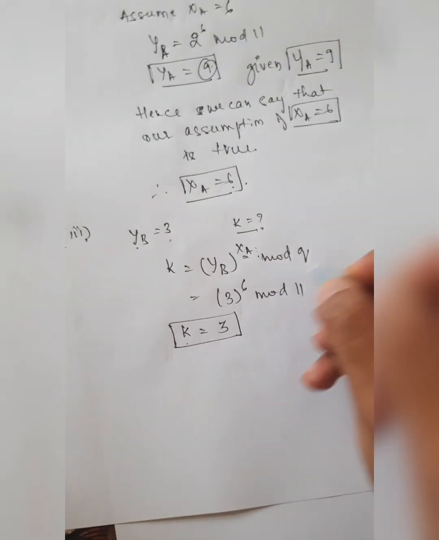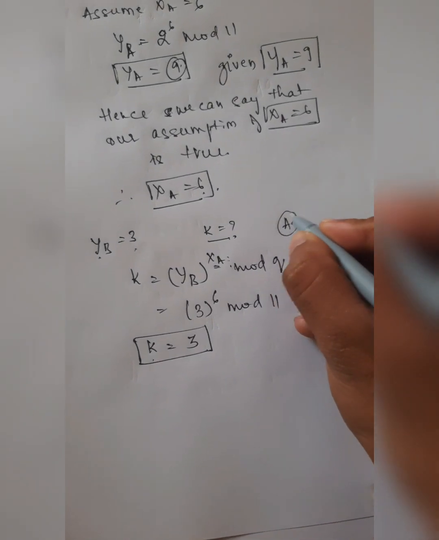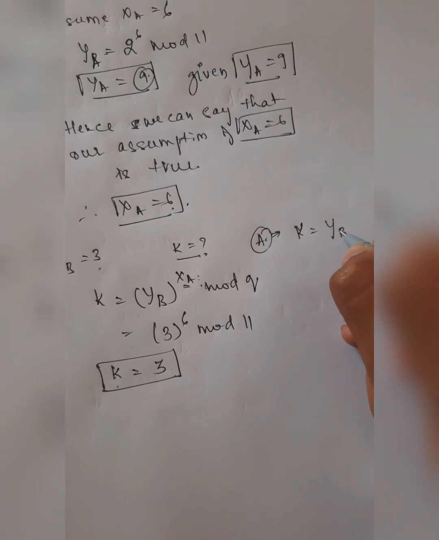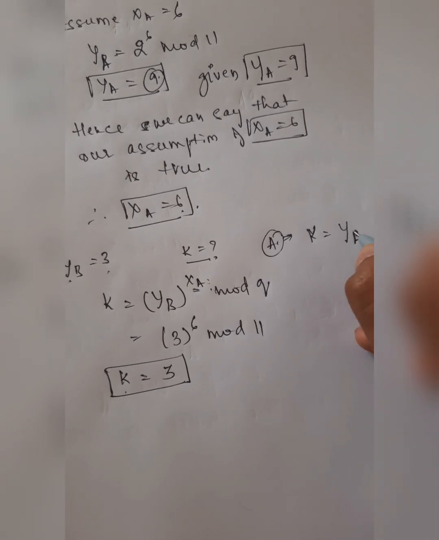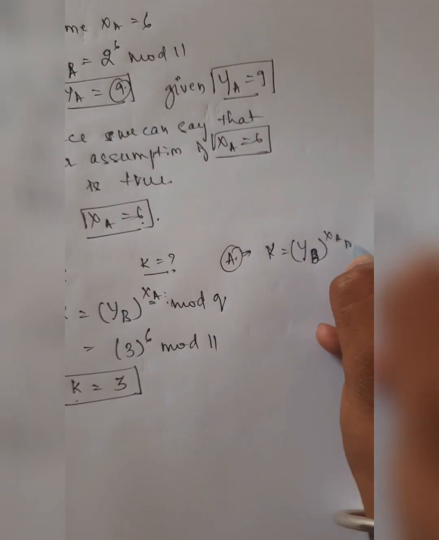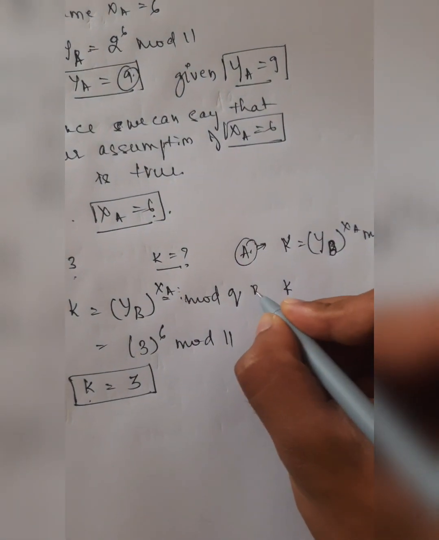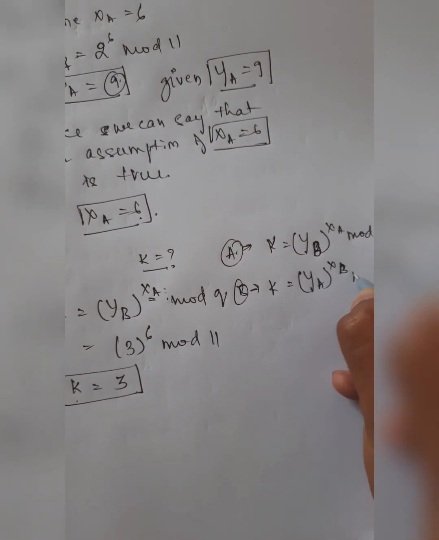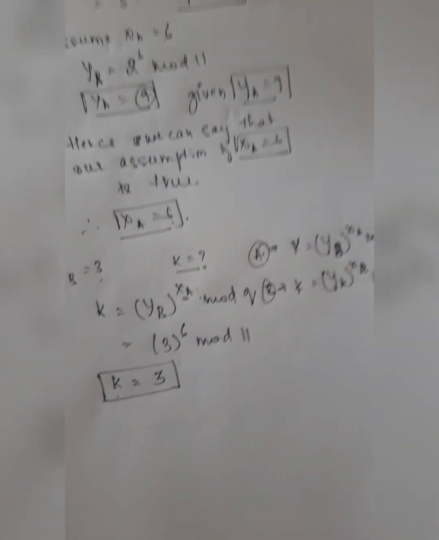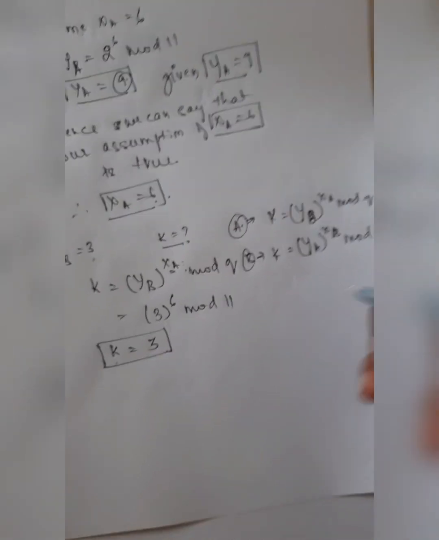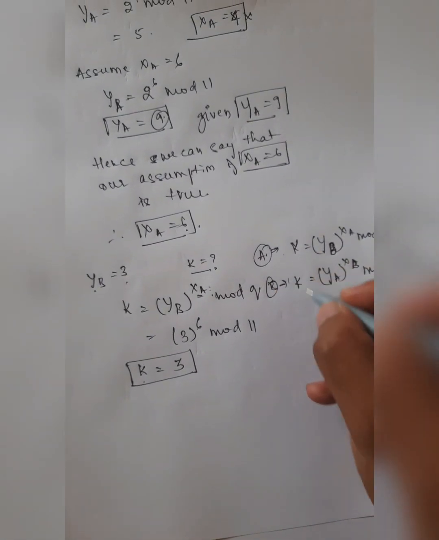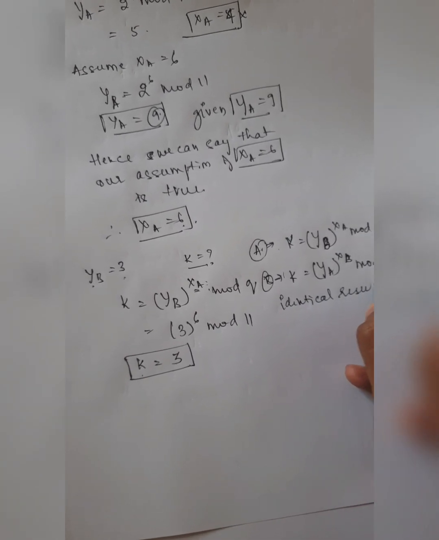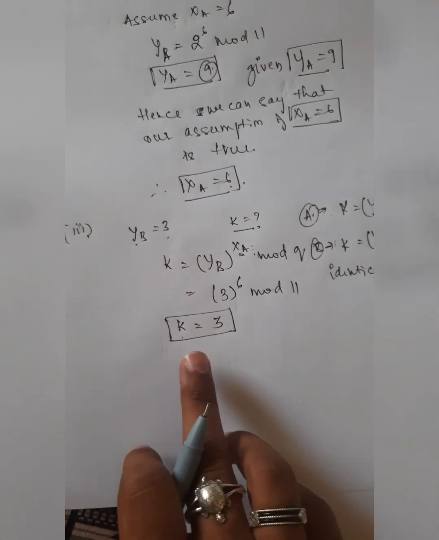Here let me clarify one thing. For the user a, basically what it says is k is given by yb to the power xa modulus of q. And for user b, k is given by ya to the power xb modulo of q. Now in the Diffie-Hellman, it says both the keys will give identical results. Keeping this in your mind, you can calculate it this way also.